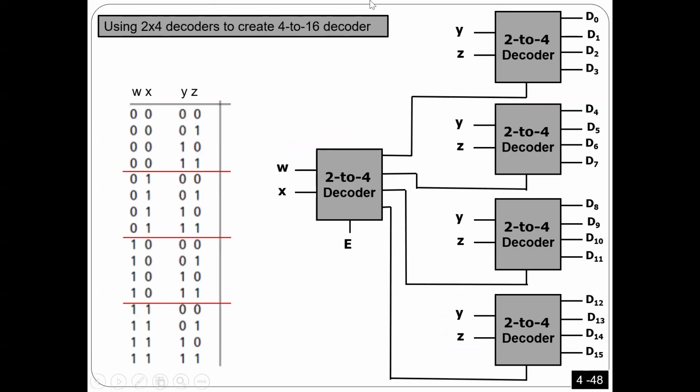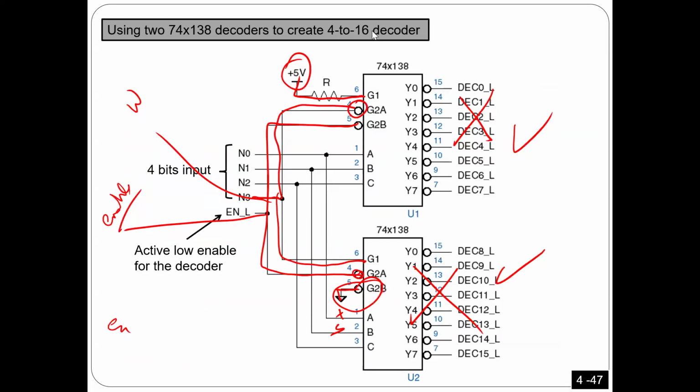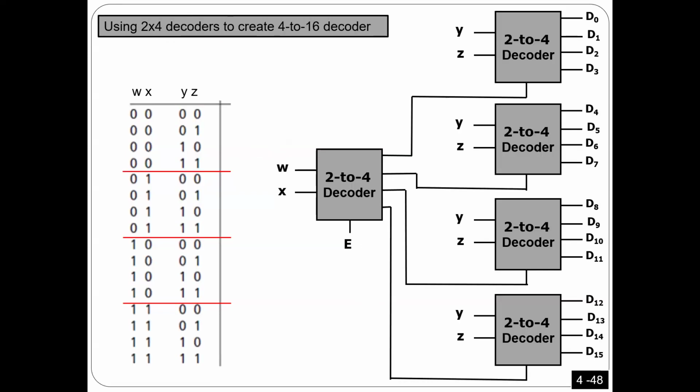Same thing here. Maybe a lot of tricks, a lot of interesting stuff here. Here, I want to create 2 to 4 decoder. Sorry, I want to create 4 to 16. Here, I created 4 to 16 using 3 to 8, because this number is for 3 to 8. I use 3 to 8 to create 4 to 16. Now, I'm going to use 2 to 4 to create 4 to 16.